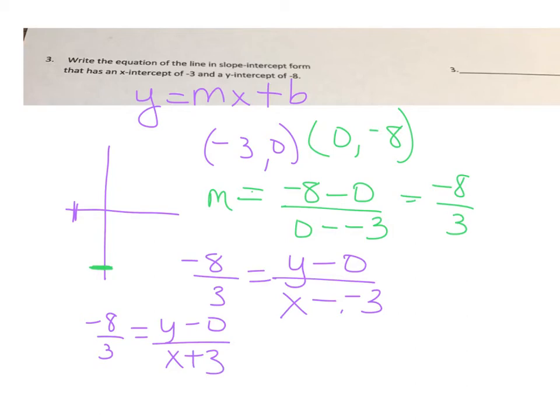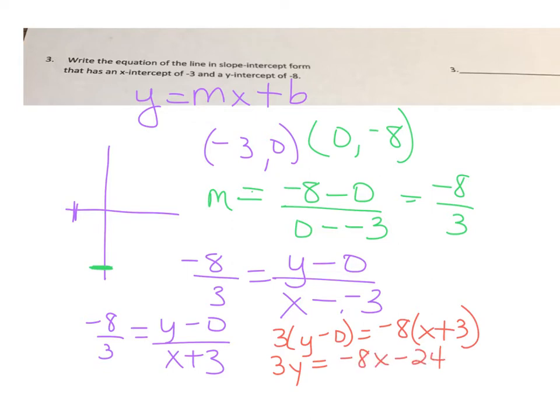I'm ready to cross multiply. I'm going to go the y direction first, then the x direction. Multiply, that's 3y. I don't need 3 times 0. Negative 8x minus 24. All I need to do now is divide the entire problem by 3. So for number 3, the answer you get is y equals negative 8/3 x, and then negative 24 divided by 3 is negative 8. That's what you should have gotten on problem number 3.